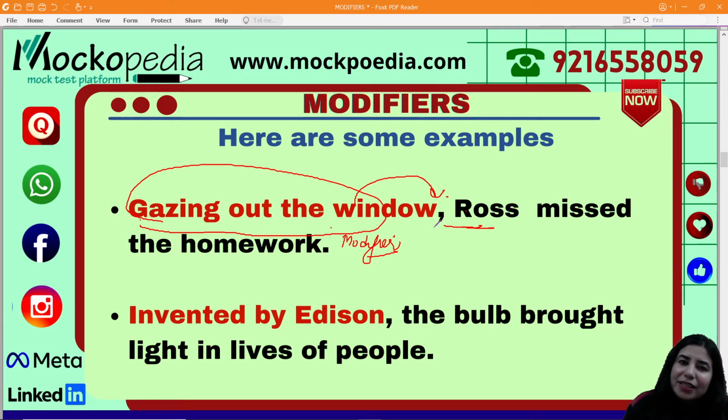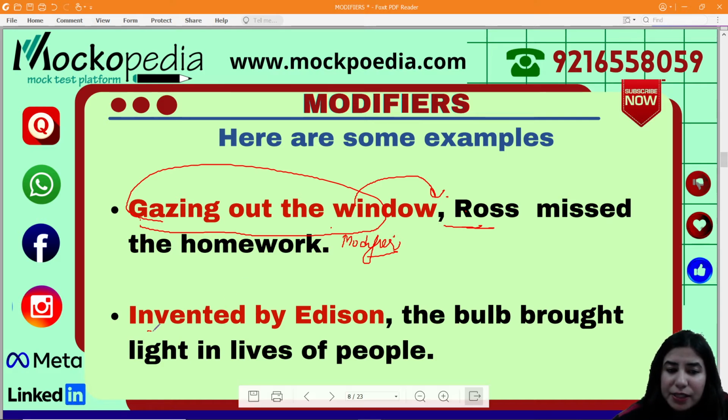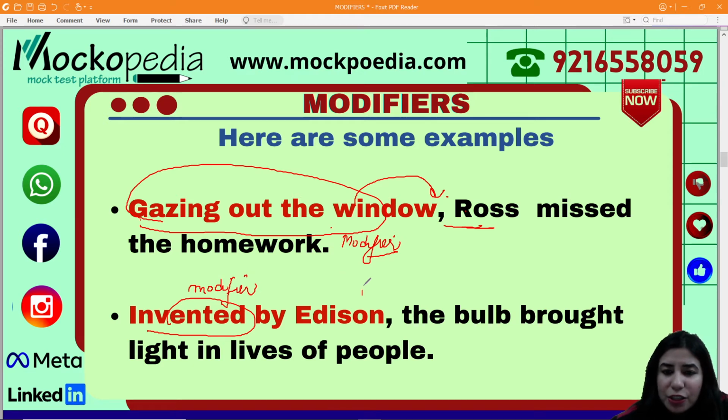Let's take a look at the next sentence. Invented by Edison, the bulb brought light in the lives of people. If you see, invented by Edison is the modifier. So again, I'll write it for you. This is a modifier and this is touching the bulb. So what was invented by Edison? The bulb. Are you able to see the modifier is placed right next to the word it is tending to modify or explain, right? So I'm sure you're clear with the concept of modifiers.